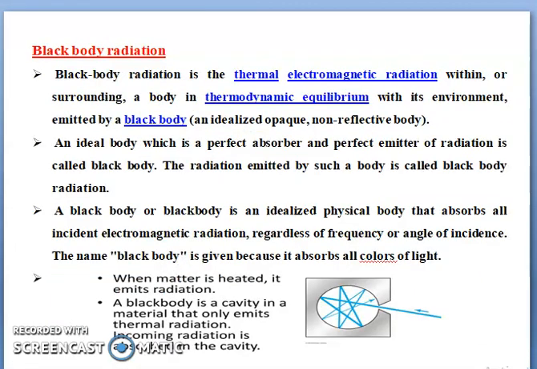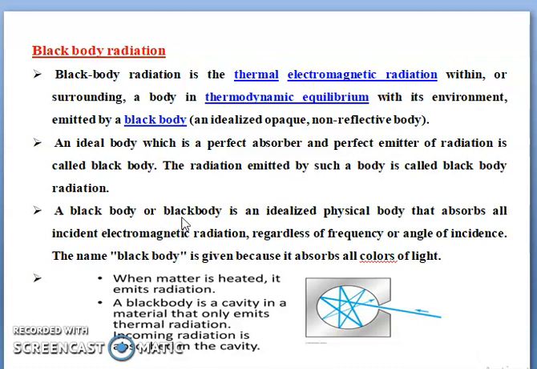Okay, and you can see what black body radiation is. That is also very important. Black body radiation is the thermal electromagnetic radiation within or surrounding a body in thermodynamic equilibrium with its environment. A black body is an idealized opaque, non-reflective body. A body which is a perfect absorber and perfect emitter of radiation is called a black body, and the radiation emitted by such a body is called black body radiation.